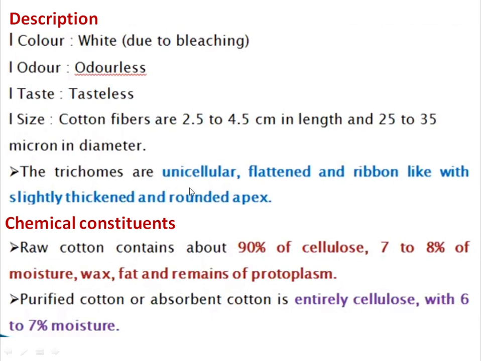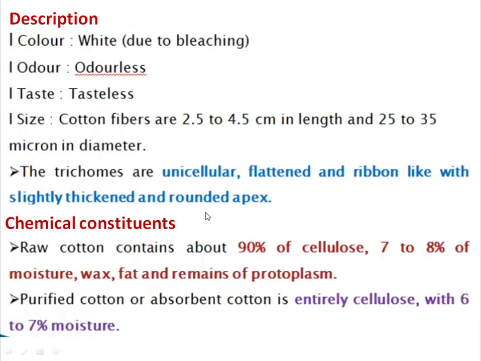The trichomes are unicellular. If you observe under the microscope, they are unicellular, flattened and ribbon-like, with a slightly thickened and rounded apex. Unicellular means it has a single cell. Flattened means a ribbon-like shape, slightly thickened, and whatever apex the trichome has is in a rounded form.